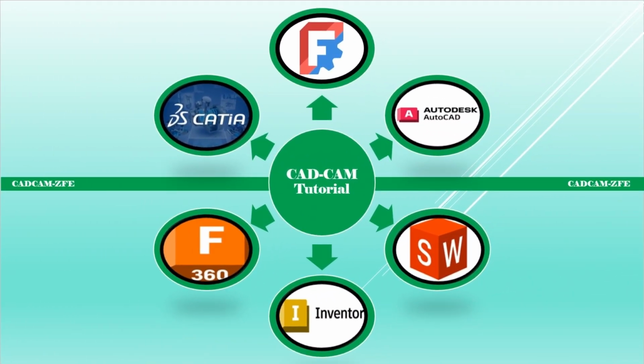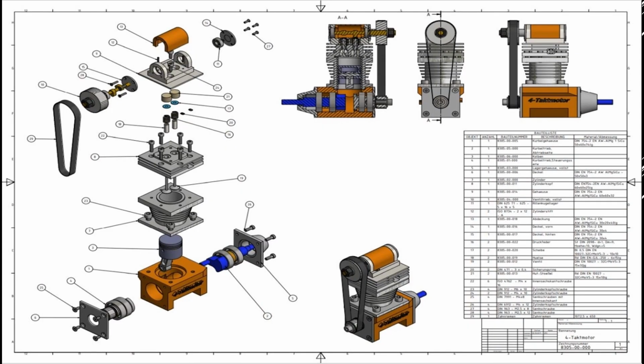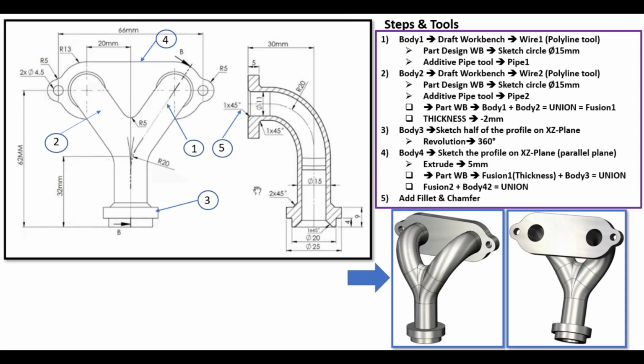In this quick and informative tutorial, I will show you how to create a 3D model from an existing 2D drawing with the help of FreeCAD Workbenches like Part Design, Part, and Draft. The FreeCAD tools that I used for this exercise are Additive Pipe, Polyline, Thickness, Revolution, and Extrude. Here are the steps to finalize this 3D solid part.